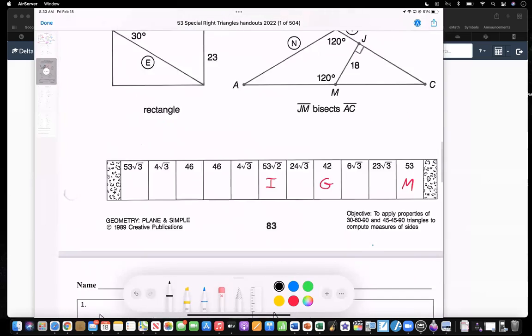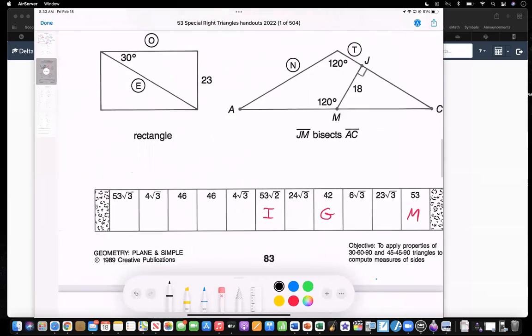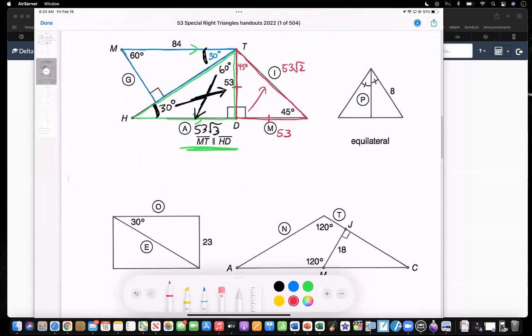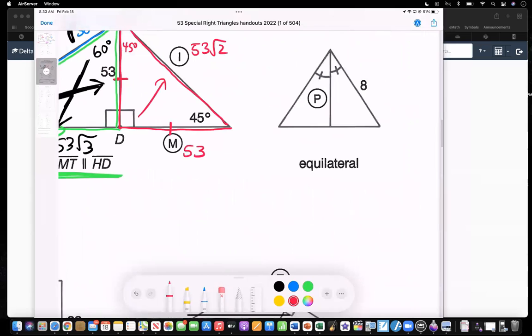So let me go down here. So if we see 53 radical 3, we put an A. So this will be here. Okay, so that one as well. So I think you're able to finish this off, just to make sure we're on the same page.